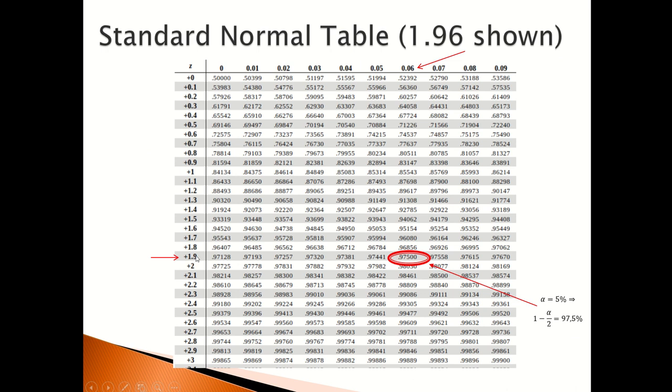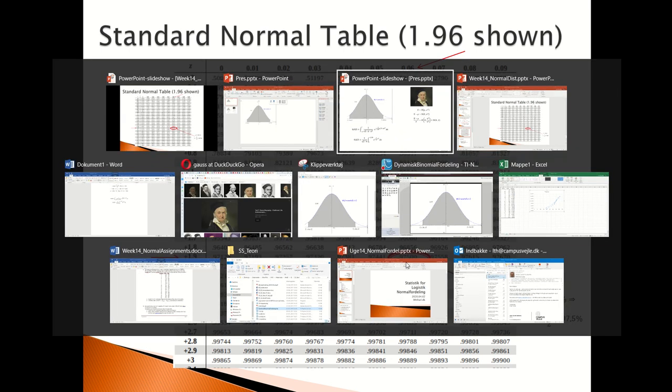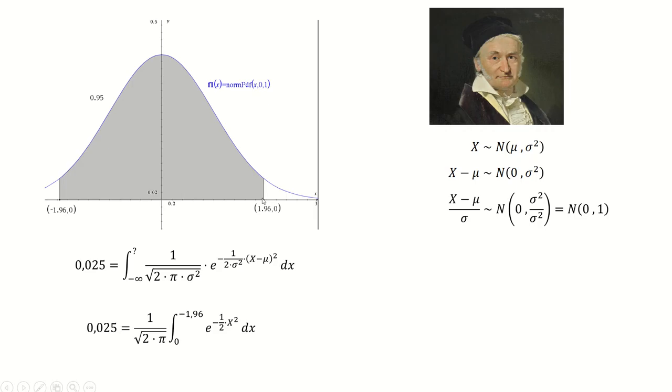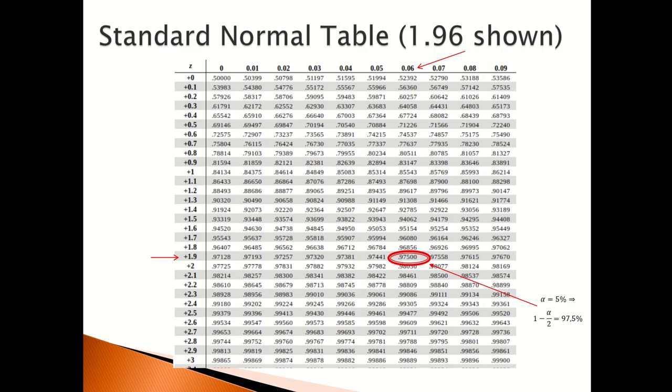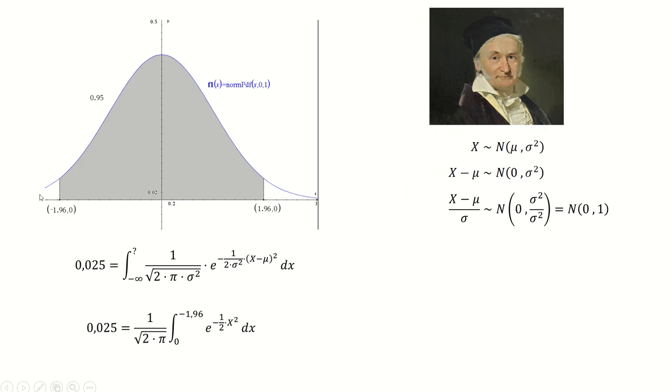That's what he came up with, and this is where you get this beautiful table from. If we go in here at 1.9, up here at 6, in here we see 0.975. What is 0.975? That is the area from this point and downwards. It's 0.975 because it's the positive side, 1.96. If we had taken minus 1.96, it would have been 0.025. It's the 2.5% on each side.